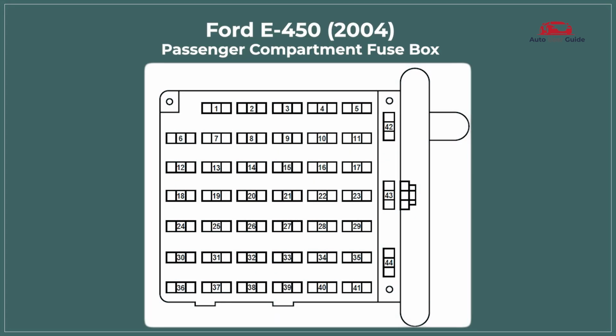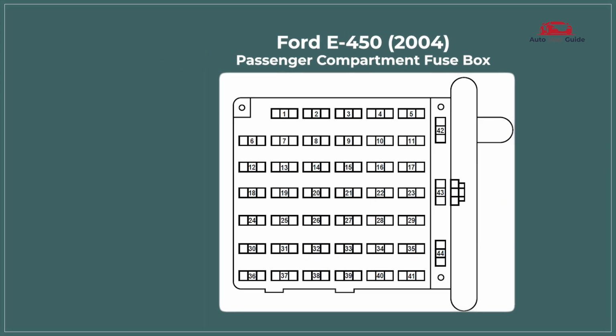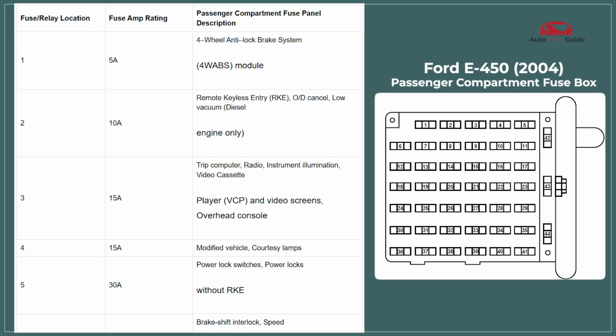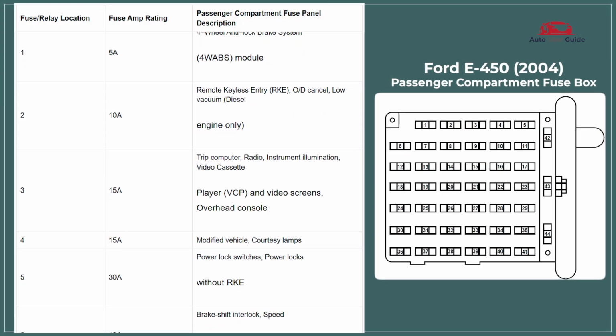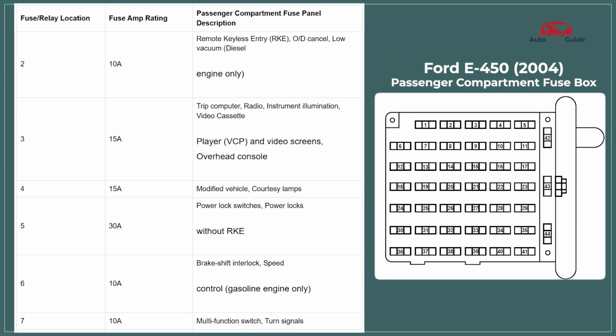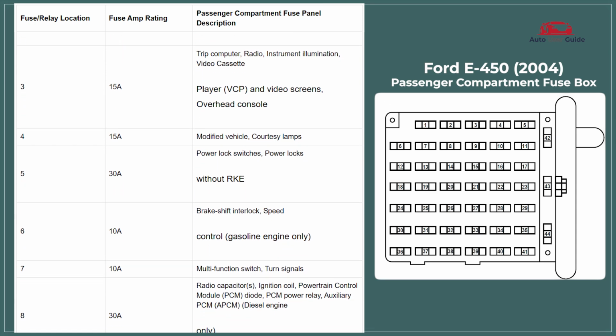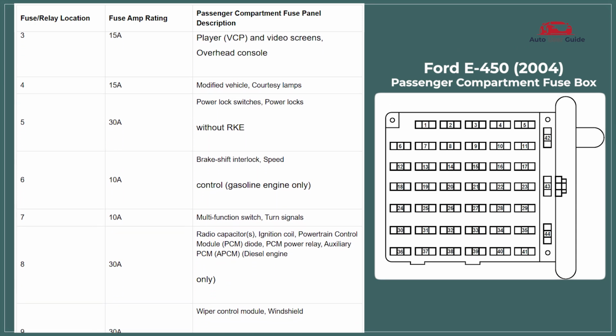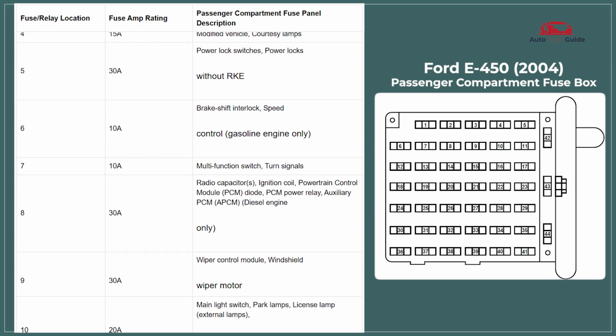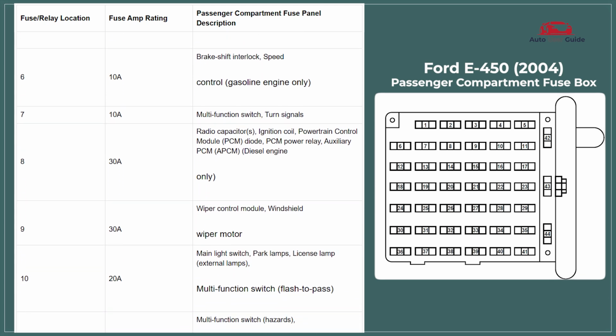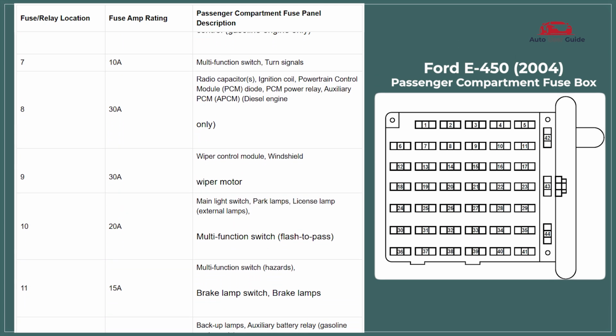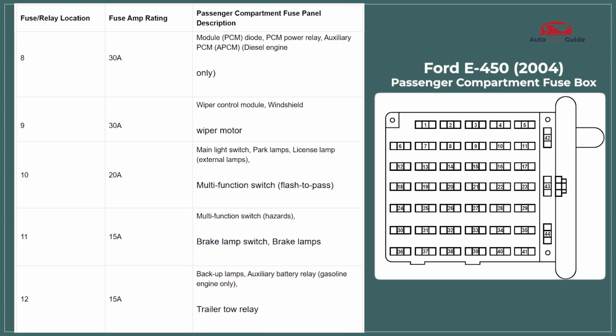The passenger compartment fuse box in the 2004 Ford E-450 controls circuits for interior features such as the audio system, power door locks, instrument panel, and lighting. It uses color-coded fuses for easy identification and maintenance. Each fuse is assigned to a specific circuit to help isolate electrical issues efficiently.